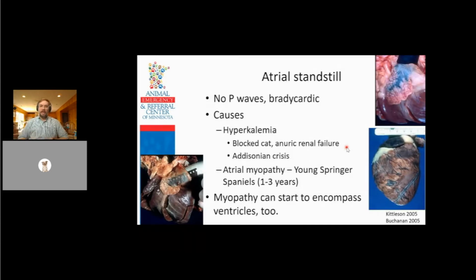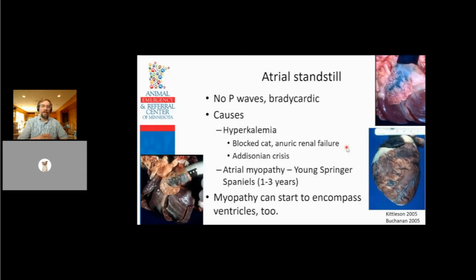And the two main causes, hyperkalemia, I think, is one common cause. So a blocked cat, you see this: no P waves, slow, wide, bizarre, regular. They're probably hyperkalemic. Addisonian crisis, I've seen it in a dog too, with an EKG like that. There can be a primary atrial myopathy, like in young Springer Spaniels.